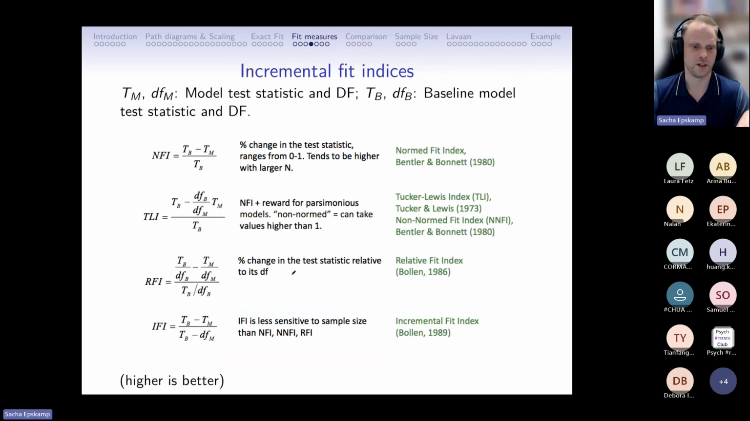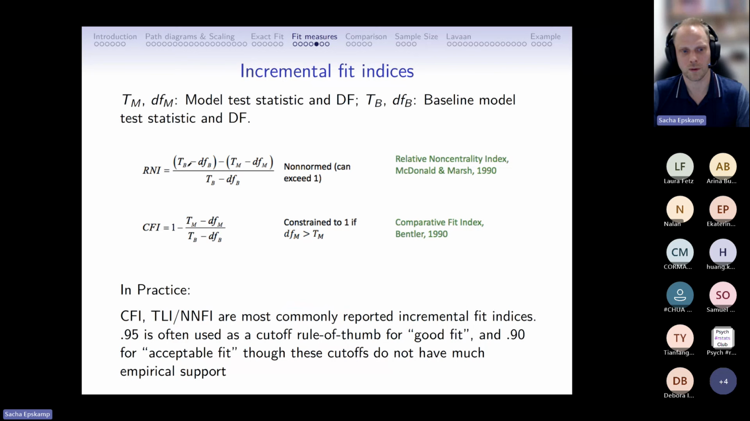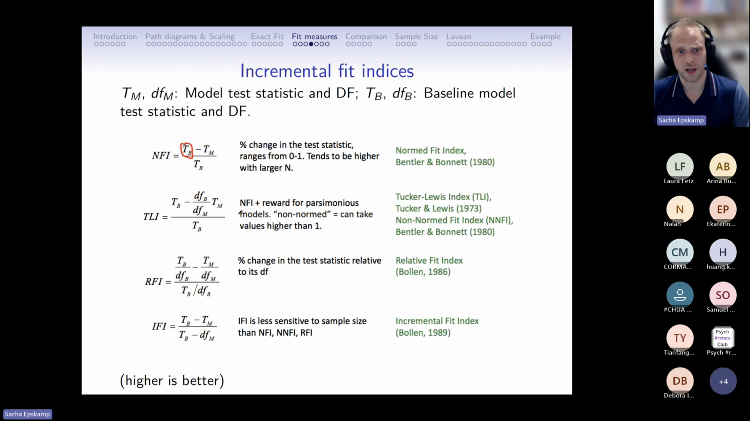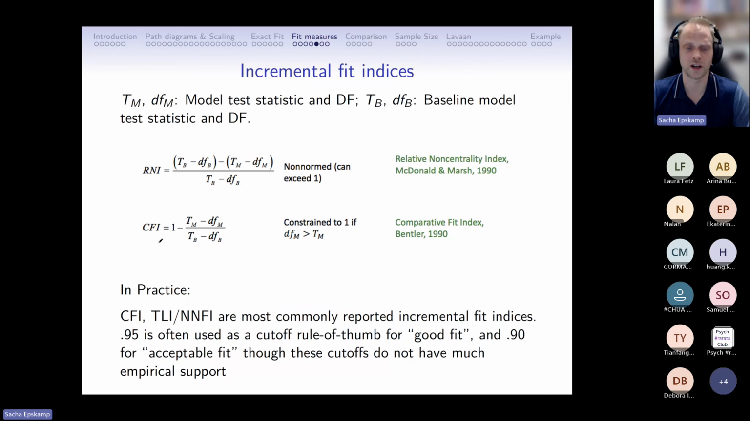There are a lot of these that have been proposed. They're all some way of taking the chi-square test statistic from the baseline model and the model, and then some way of scaling it. So one scales with degrees of freedom, one does not, one uses some other way of scaling, one only uses the model degrees of freedom, one uses the baseline degrees of freedom, and so on. There are many different ways in which these have been defined. And they're all called something with I, like NFI, TLI, RFI, IFI, RNI, CFI, and there are way more of these.